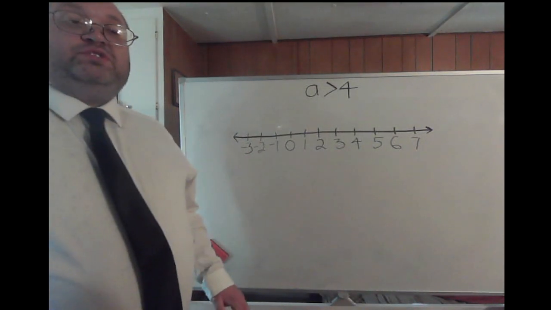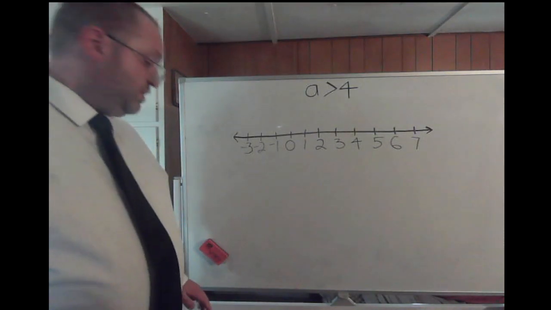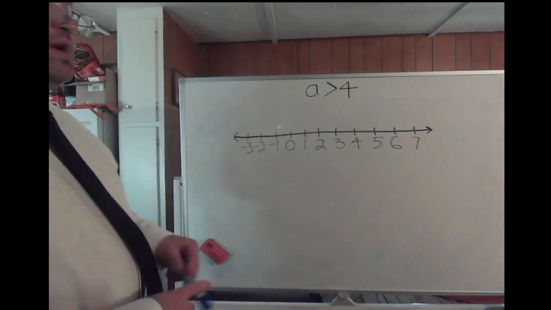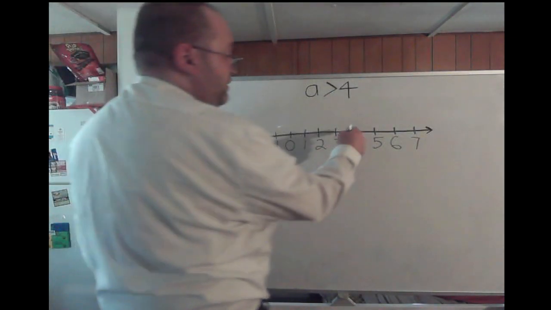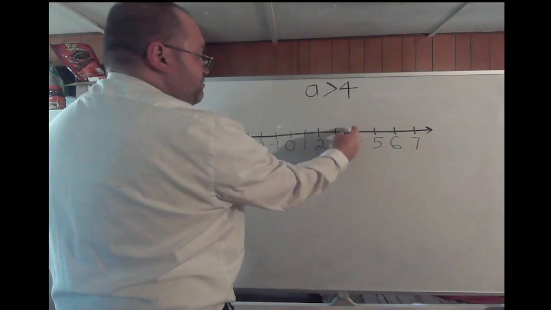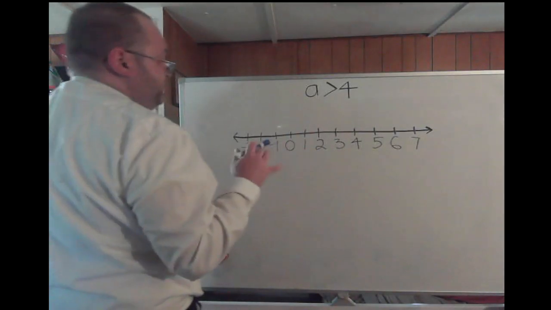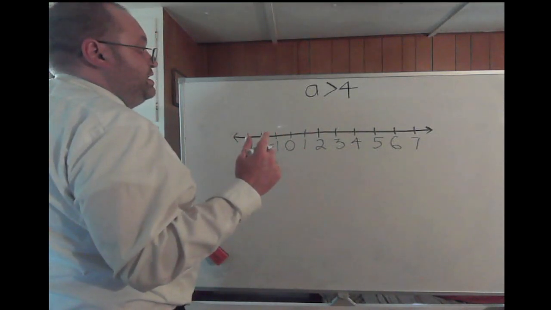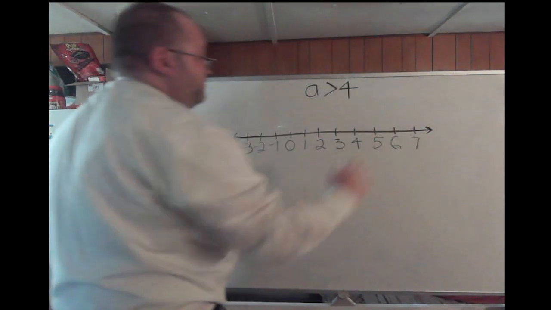Today we are going to talk about graphing inequalities on a number line. So, we've all seen number lines before. Let's say this said a equals 4. If it equaled 4, we would just plot a dot on the point where it was 4 on the number line. But this is a is greater than 4. If it is greater than 4, that means it doesn't include 4. It's every number bigger than 4.